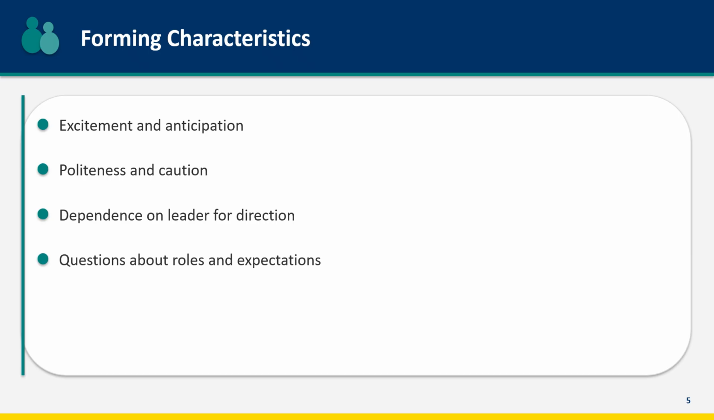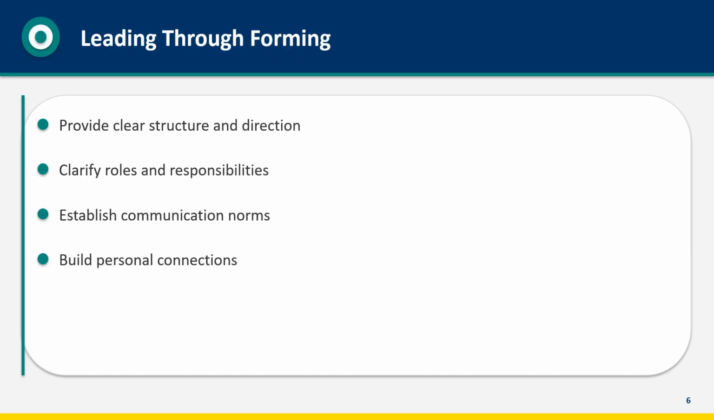Questions abound about roles, expectations, and processes. What's my responsibility? How do we communicate? What's expected? To lead through forming, provide clear structure and direction. The team needs certainty when everything else is uncertain. Clarify roles and responsibilities so everyone knows what's expected.